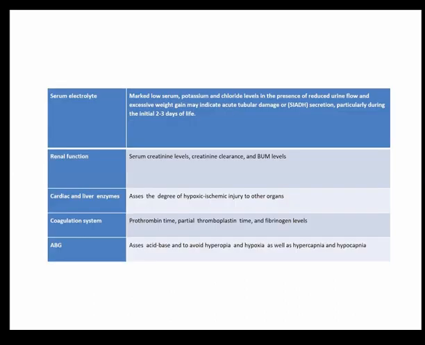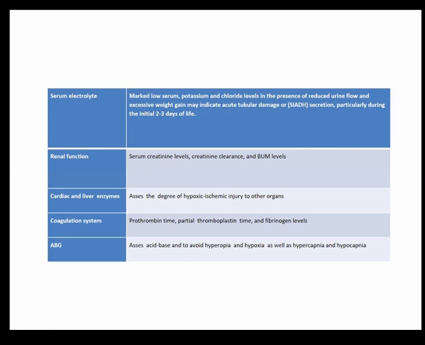We can go for the CBC. First of all, it is not written here. You can get anemia. There can be blood loss. There can be pancytopenia. There can be thrombocytopenia because of hypoxia.